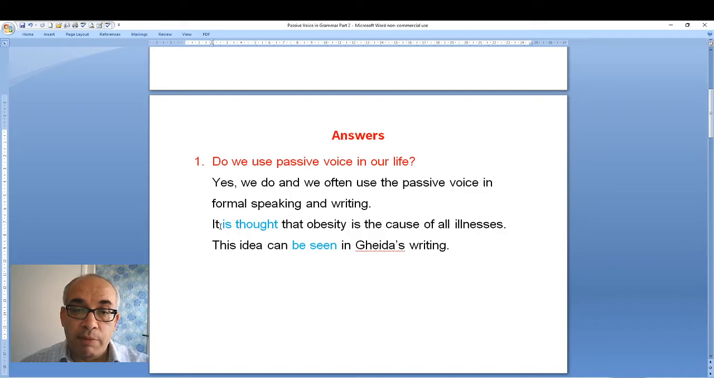If I put something in the blue, it means this is passive voice. And as I explained in part 1, it is be plus pp. So be is verb to be, thought is past participle of think. Be, again, this is verb to be, seen is past participle of see. Past participle is a group 3. Please watch part 1 before you watch this part. So, yes, we use passive voice in our life. We use it in formal speaking and writing, and it is academic.